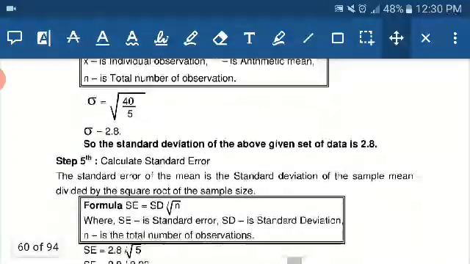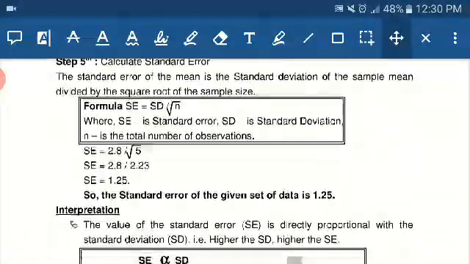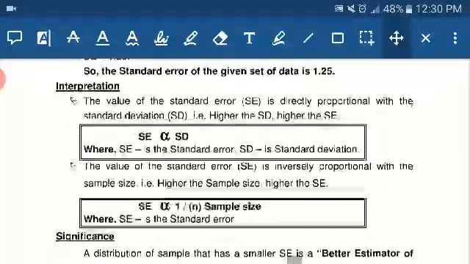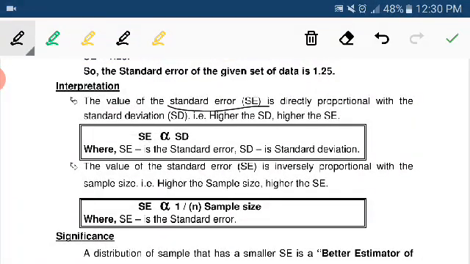Calculate first standard deviation and then standard error. Interpretation: the value of standard error is directly proportional to the standard deviation. Higher the standard deviation, higher the standard error. The value of standard error is inversely proportional to the sample size.